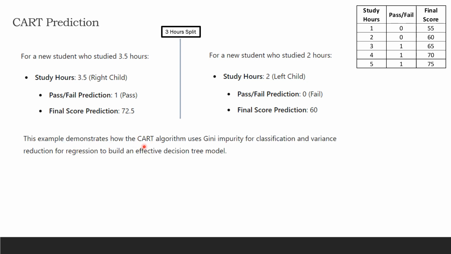So now this is how the CART algorithm uses both Gini impurity for classification and variance reduction for regression to build an effective decision tree model. Basically, it is assessing on both parameters, Gini impurity and variance reduction, to get the best split. The algorithm is supposed to work on different values and then compare. It will give us the values where we can make an informed decision at what point to split; instead of 3 it could be 3.5, it could be 2.5. In this case, let's assume that it gave us 3 hours from both the metrics calculated. This is how we got our prediction from the CART algorithm.